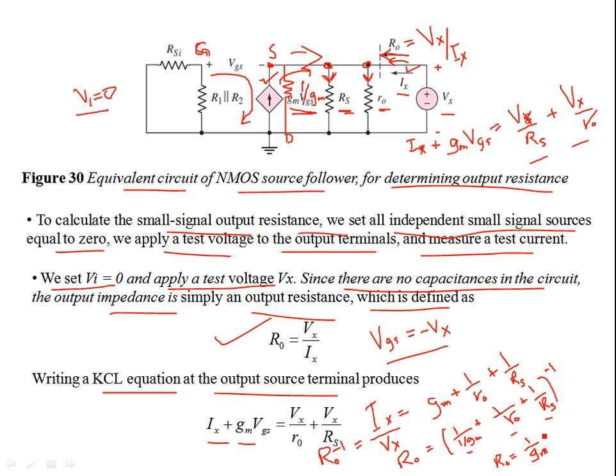So R naught is in fact the parallel combination of 1 over Gm, Rs and R naught. So 1 over Gm is going to affect the output resistance very much. So 1 over Gm, again, it's a strong concept. It's the resistance of the source node or the source terminal. And then with the parallel combination of external resistance Rs and R naught, which is an inherent parameter of the transistor, you take the parallel combination. This is the output resistance.